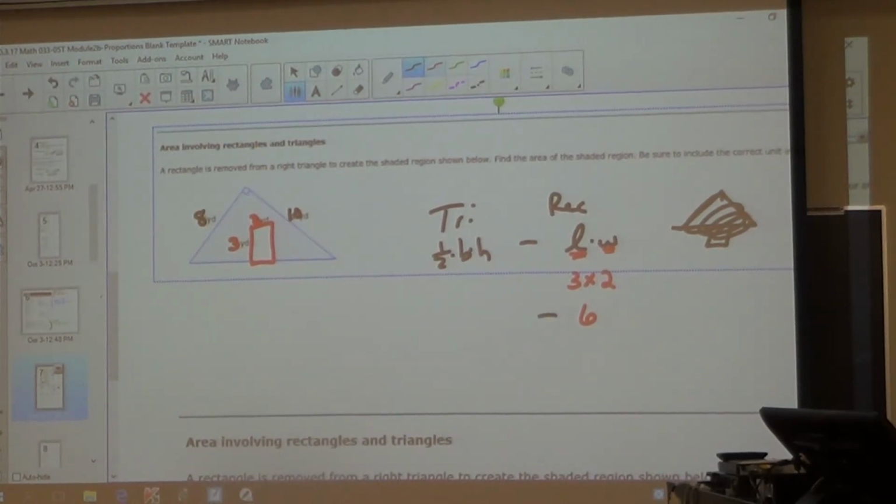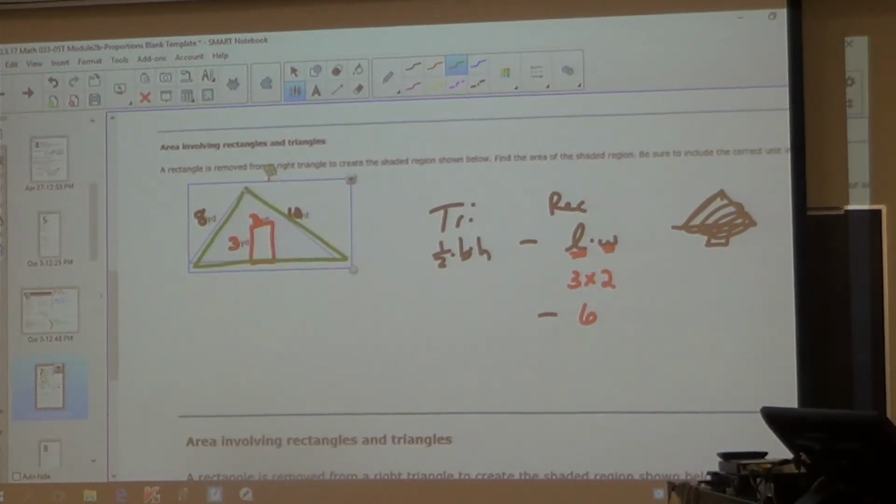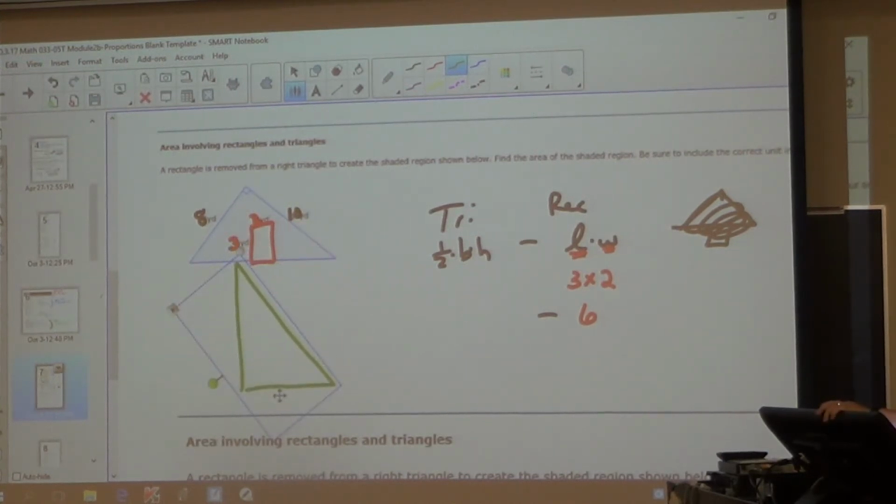Minus, what is the base and the height of my triangle? You gotta keep turning. Yeah, great. So if I take that and I turn it, can you see that 8 is going to be down here and 10 is going to be there? Y'all with me? So it's going to be 1/2 times 8 times 10. What's 8 times 10? 80. What's half of 80? 40. So now we're going to do 40 minus 6.